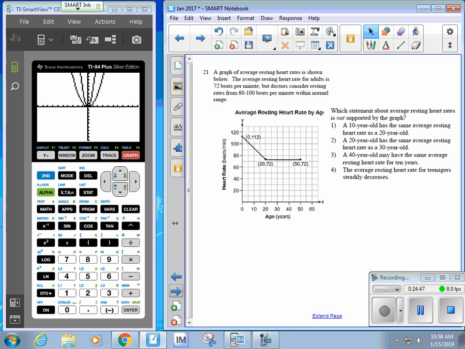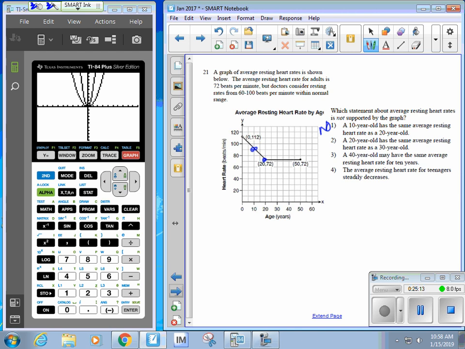21. We've done this question in class, I know. It's talking about the average resting heart rate, and you have it for newborns all the way up to 50 years old, really, really old people, 50. So a 10-year-old has the same average resting heart rate as a 20-year-old. 10-year-old, 20-year-old, are they the same? No. So this is no.